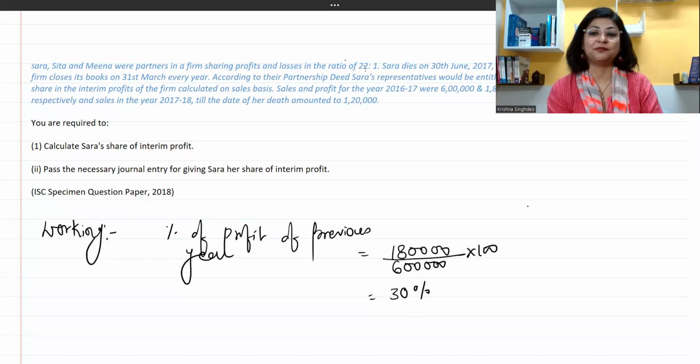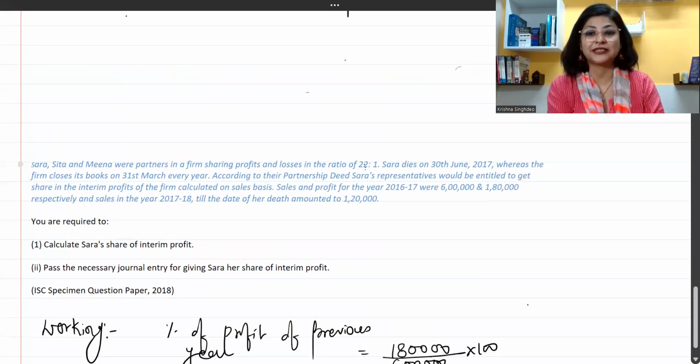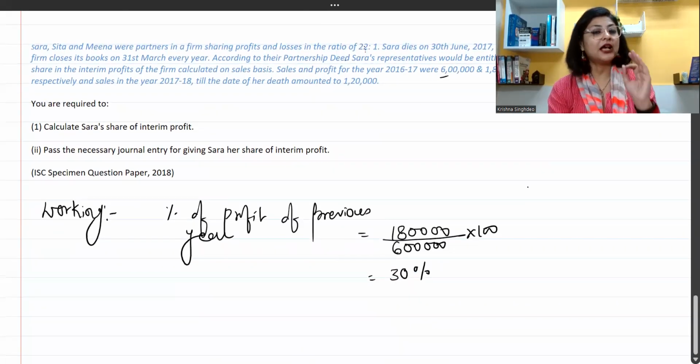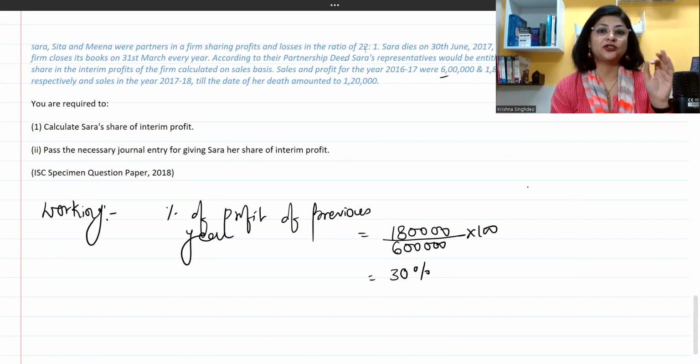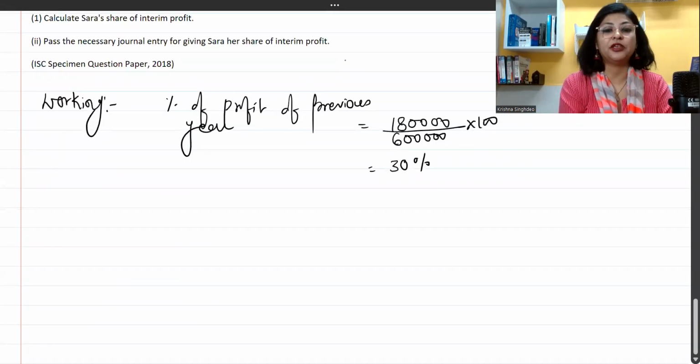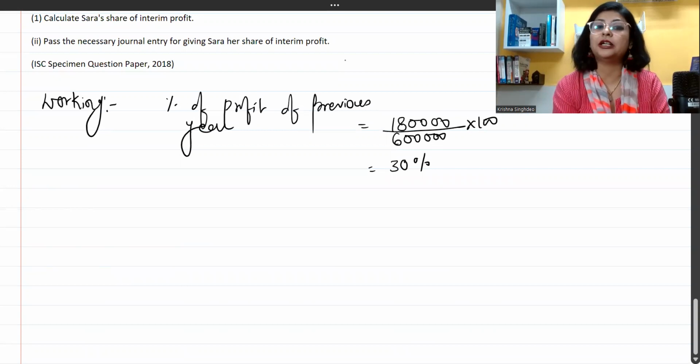It was 6 lakh rupees. Previous year's turnover was 6 lakh rupees here. So I changed it and this is 6 lakh rupees. Now we have come to know under our step number 1 the profit percentage of previous year. Now what do we have to do? We have to calculate the profit of the current year.